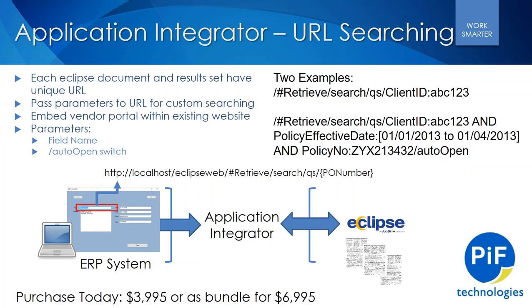For instance, we're going to extract a PO number from a screen, and we're going to pass it to this retrieve function that you see here. And this is going to pop open the document. So it's basically like a remote control to Eclipse, and it's all done through a browser integration, essentially.